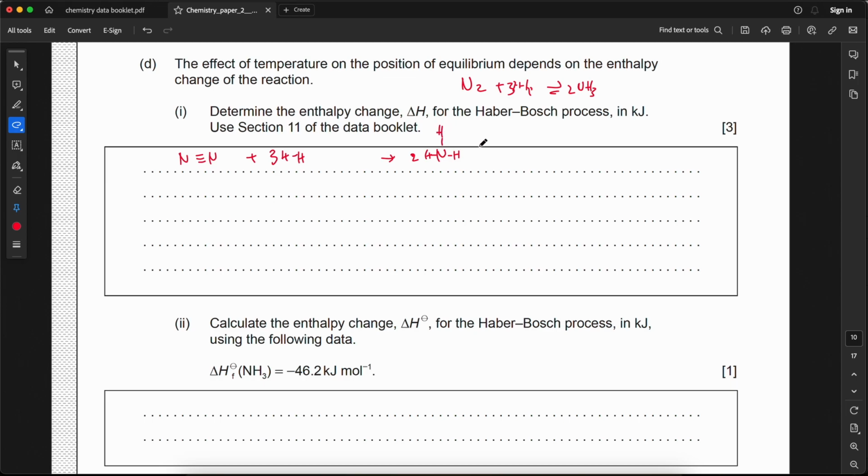For example, for NH3, you can see there are 3 N-H bonds in each, so 6 N-H right here. So N triple bond N is 945 plus 3 times 436. Then this will be 6 times 391, because 3 times 2 is 6. So the total here is 2,253, and this one is 2,346. So delta H is this one minus this one, and you get negative 93 kilojoules.